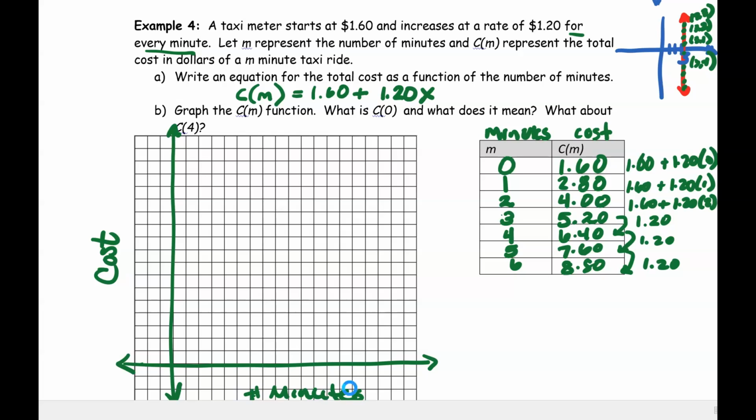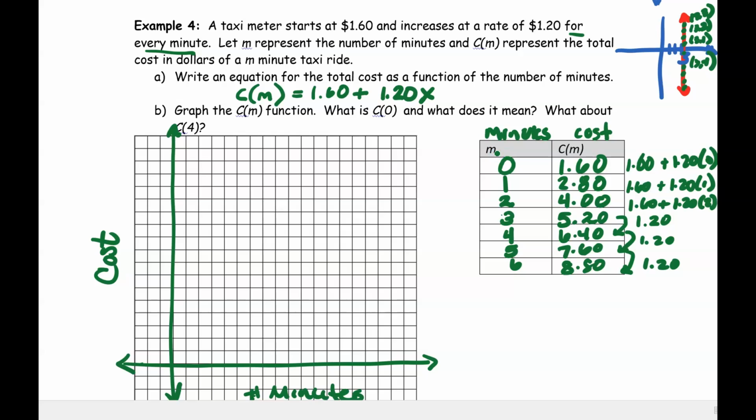And then we're going to need to find a scale. So I think it might make sense if every box could be 1 minute, and then on the y-axis, every box is $1. We'll just make it simple. So now I'm going to plot these points.